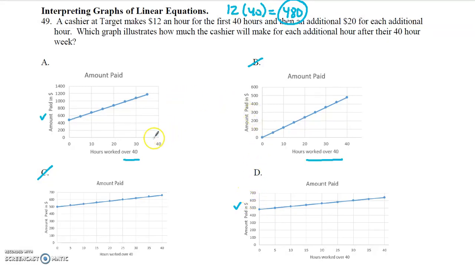So now let's look at what we're having. If she's worked 10 hours over the 40, that means she has worked 10 times 20. So that's going to be another $200. Remember this was at 480, so if I add $200, I should be at 680. And again, that looks pretty good. If I go down here to D and look at 10 hours, this should be at 680, right? That means 680 would be way up here, and she's just barely over 500 here, so D is not going to be it. So A is going to be the correct answer.